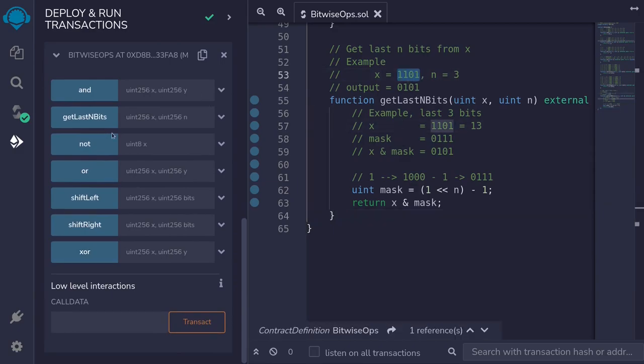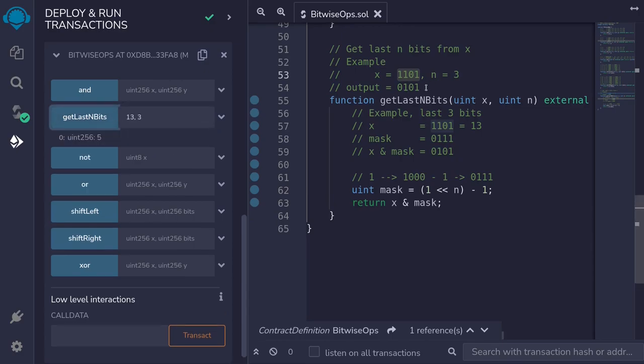1101 is equal to 13. So 13, and we want to return the last 3 bits, so I'll put in 3, and then getLastNBits. The output should be 0101. 0101 is equal to 5, and we get a 5 back.